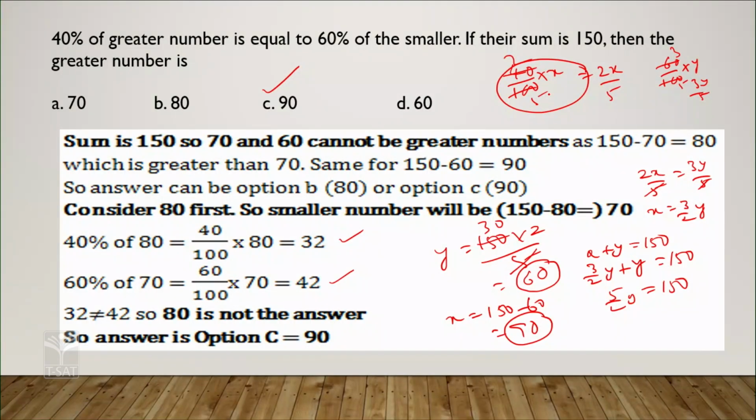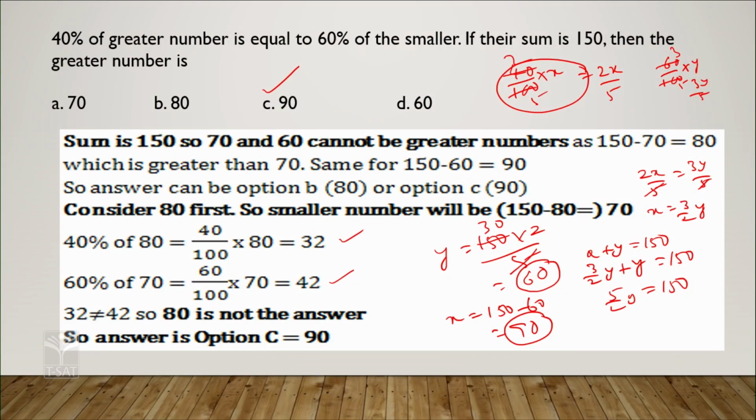Otherwise, you can calculate with x and y. We don't know the greater number, say it is x. 40% of x means 40 by 100 of x, which is equal to 2x by 5. The next one is 60% of the smaller number. We don't know the smaller number, say it is y. 60 by 100 of y is 3y by 5. So, 2x by 5 and 3y by 5 are both equal. The 5 gets cancelled. 2x is equal to 3y, or x is equal to 3 by 2 y.